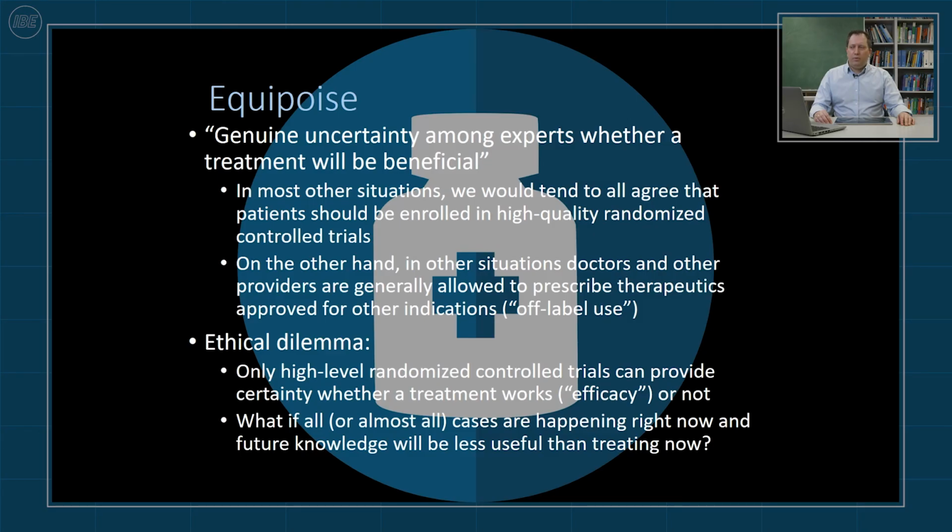Let me explain the concept of equipoise next. Equipoise is genuine uncertainty among experts whether a treatment will work or not. In most other situations, we would agree that high-quality randomized controlled trials should be conducted. On the other hand, doctors and other prescribers are allowed to use off-label drugs, that is, therapeutics that are approved for other indications. In COVID-19, there is an ethical dilemma.